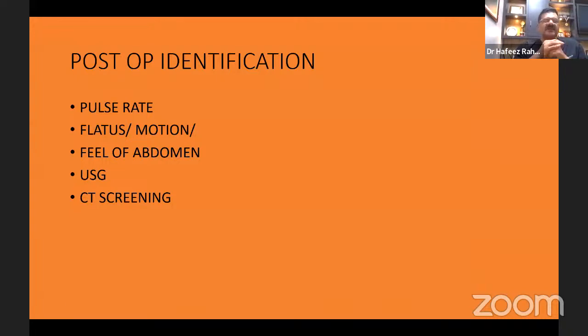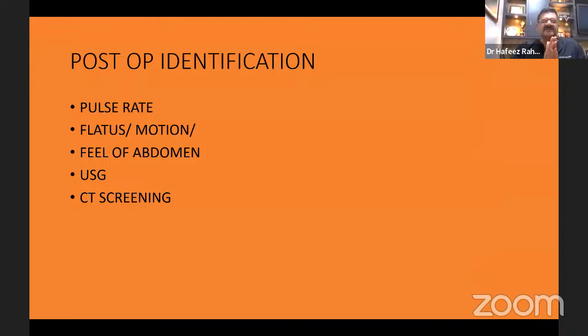Post-operative identification of these kind of bowel injuries is extremely important, and the most important thing is the pulse rate. In our unit, whenever the patient's pulse rate is higher, an alarm is created. Pulse rate constantly higher than 100, always we create an alarm, and immediately two people come in. One is the echo technician, of course with the cardiologist also, to rule out pulmonary embolism. The other one is the gastroenterologist or our gynecologist, to rule out any bowel complication.